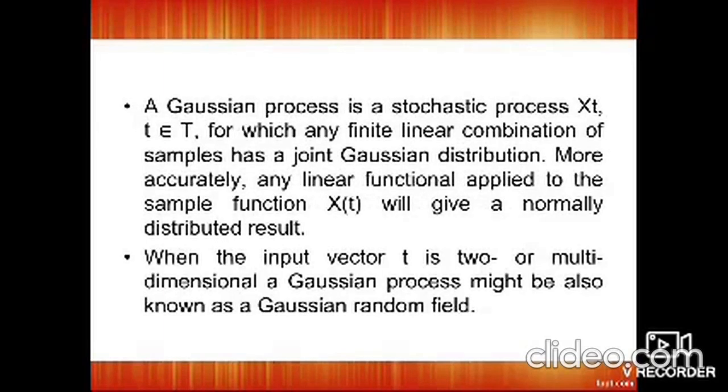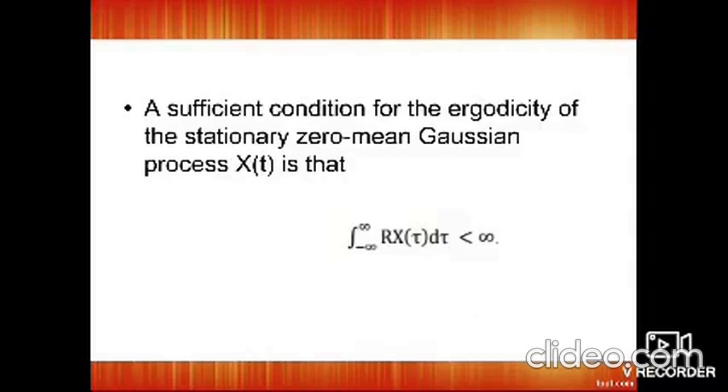So the Gaussian process is a stochastic process x of t, t in T, for which any finite linear combination of samples has a joint Gaussian distribution. Joint Gaussian distribution means that for random variable x and random variable y, for x alone it is considered as x of t, and for y alone it is considered as y of t, and if it is joint, then x comma y. So it should be considered like this. So Gaussian modeling of a random process is always easier. Gaussian modeling is most suitable for random processes which are generated by physical phenomena.